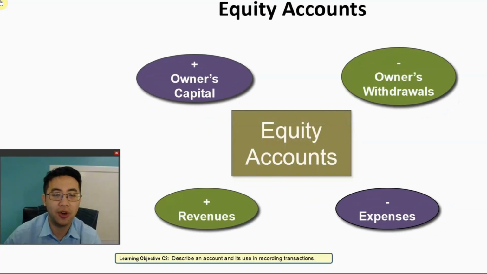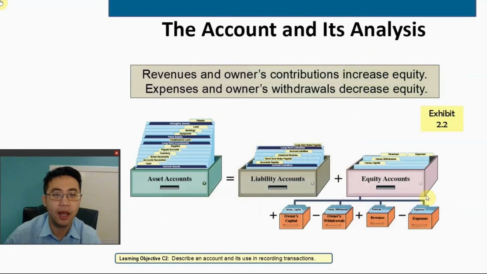And the equity account, as I mentioned earlier, consists of owner's capital minus owner's withdrawals plus revenues minus expenses. After we get all these accounts in the right place, total assets equals liabilities plus equity, which includes owner's capital minus withdrawals plus revenue minus expenses. As you can see, revenue and owner's contribution would increase your equity, and expenses and owner's withdrawal would decrease equity. Likewise, if you build up more equipment or purchase more land, your assets would increase.